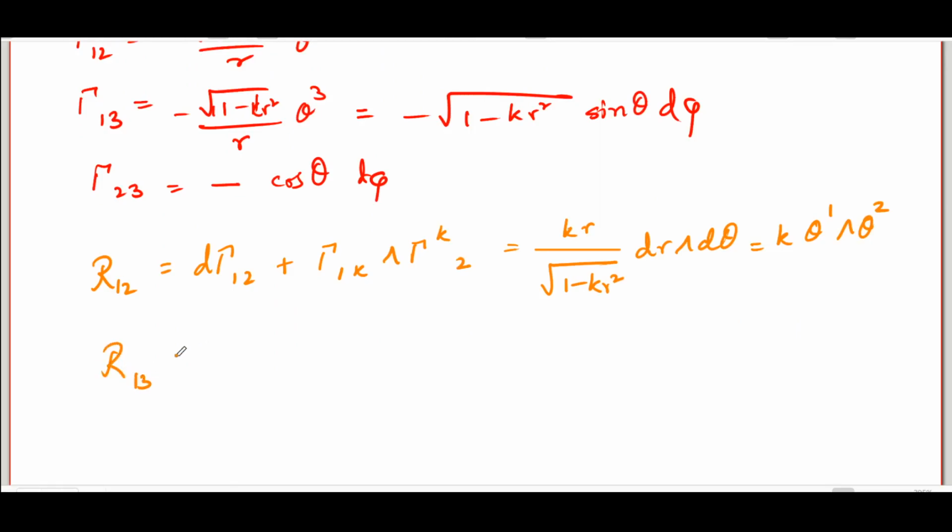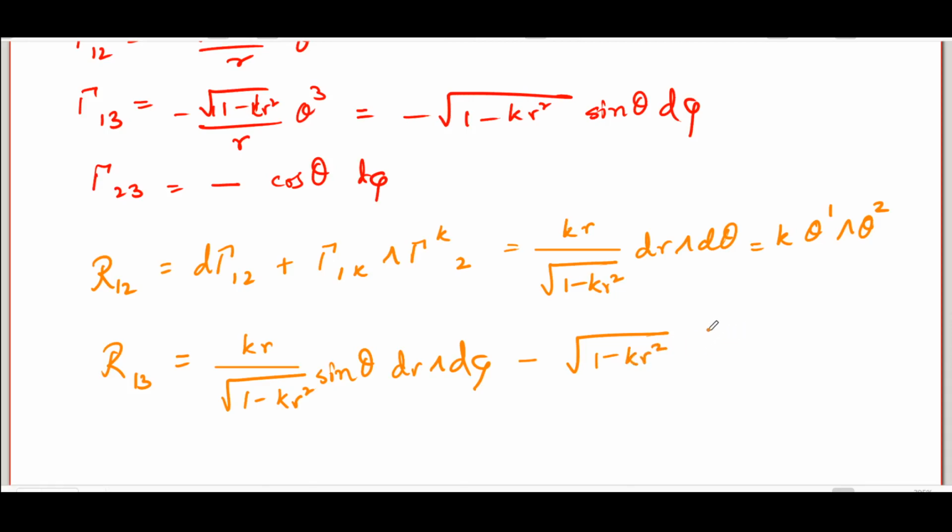What about curly R13? Well, might look like you're in for a bigger calculation here, because this one gives you again kr by root over 1 minus kr square sine theta dr wedge d phi minus root over 1 minus kr square cosine theta d theta wedge d phi.